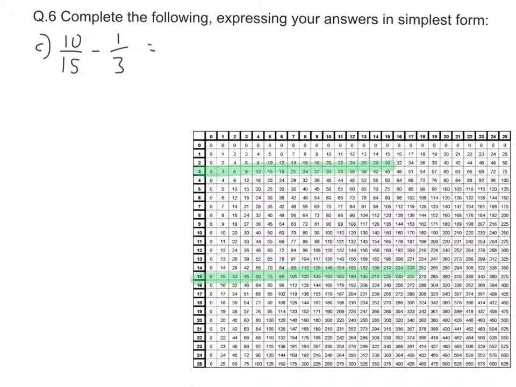And I can see that there's a 15 over here and a 15 there. So that's the first number they share. So this is the lowest common multiple. So now I know that the denominator is 15.